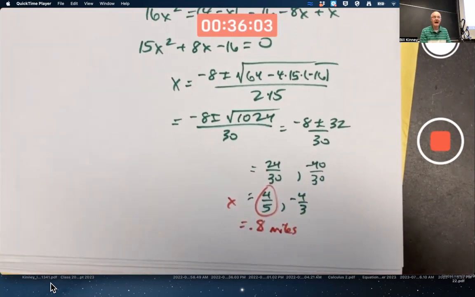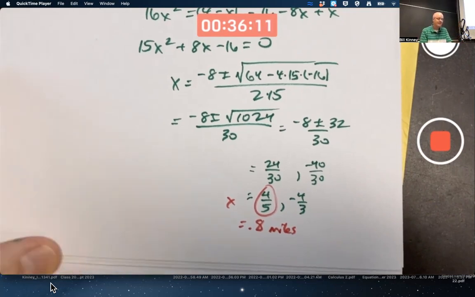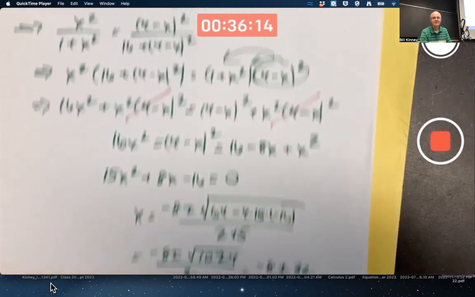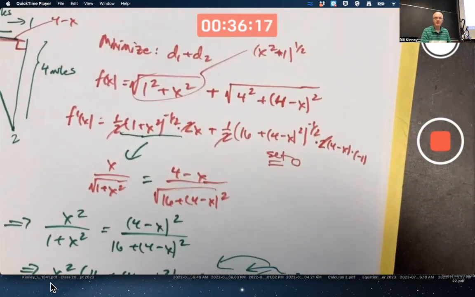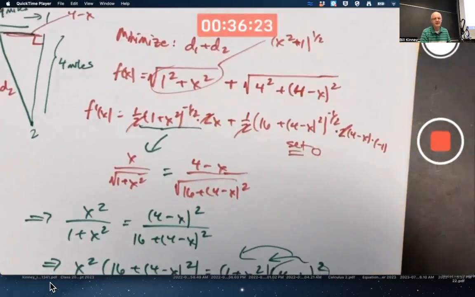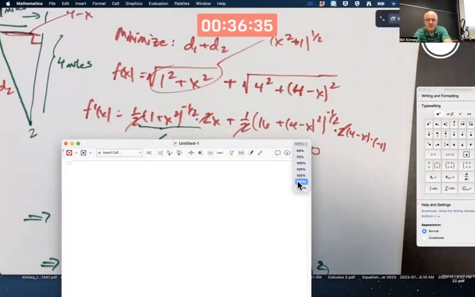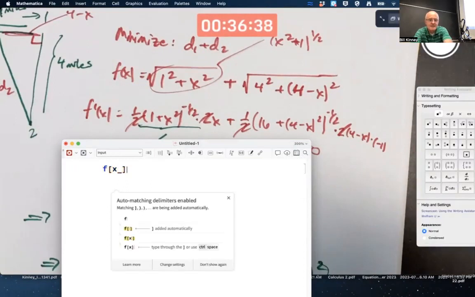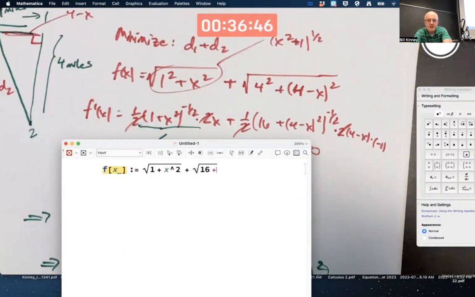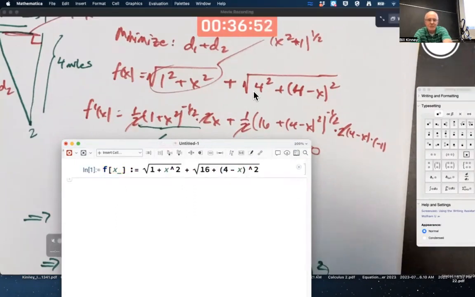Looks like it's probably the optimal value of x to choose to make d1 plus d2 a minimum. Is it really a minimum? You'd want to graph the original function to see. I mean, yes, we could use the first or second derivative test to verify it's a local min, but we want it to be a global min anyway, so we might as well just graph the function. So I'm going to plot the original function. f of x is the square root of 1 plus x squared plus the square root of 16 plus (4 minus x) quantity squared is the function I want to enter and plot.